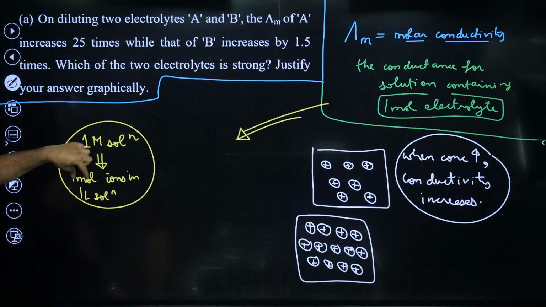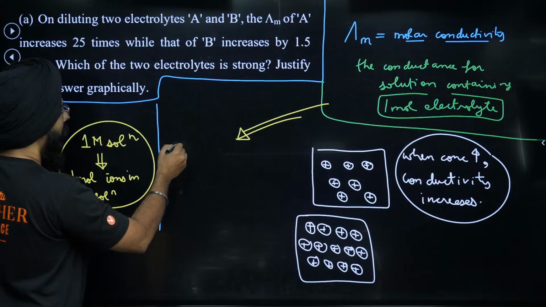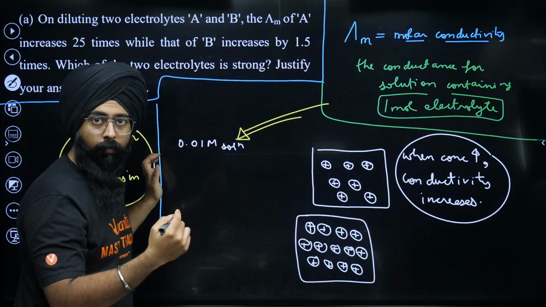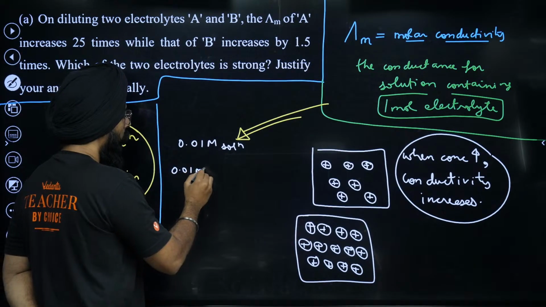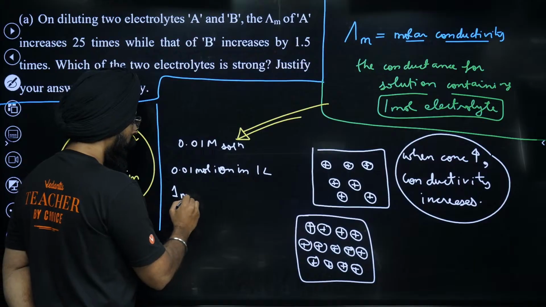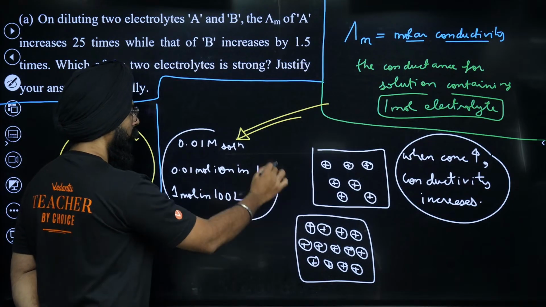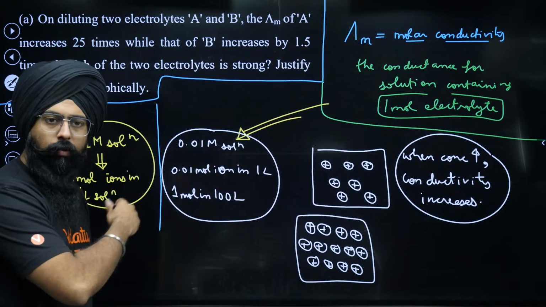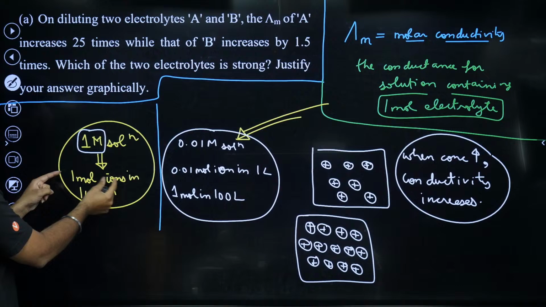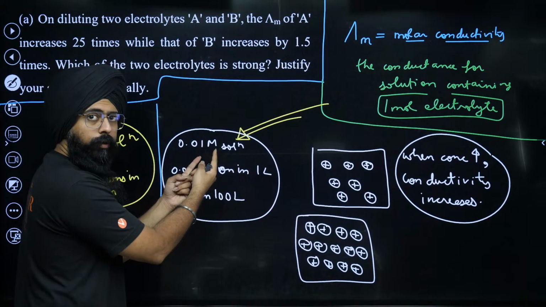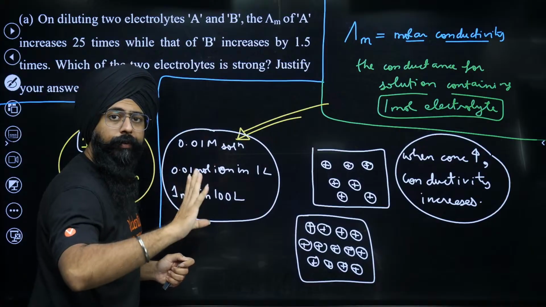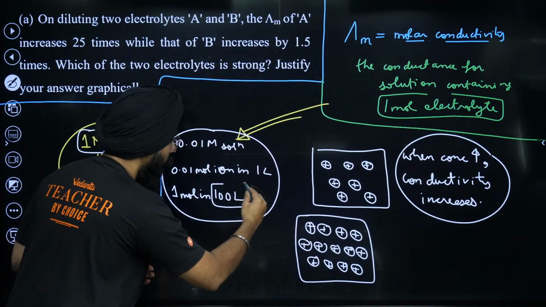For a 1 molar solution, 1 mole of ions are there in 1 liter of solution. Now if I have a 0.01 molar solution, what does this mean? This means I have 0.01 mole of ions in 1 liter. Can I say I have 1 mole in 100 liters of solution? Do you understand what I'm trying to tell you? If I decrease the concentration, 0.01 mole of ions will be in 1 liter, so to take 1 mole of ions, I need 100 liters of solution.